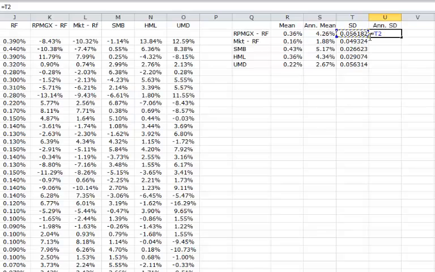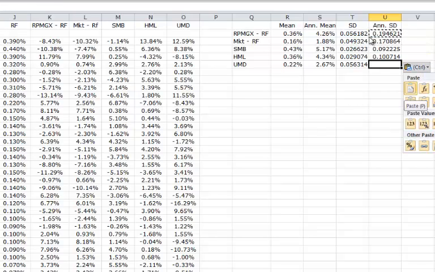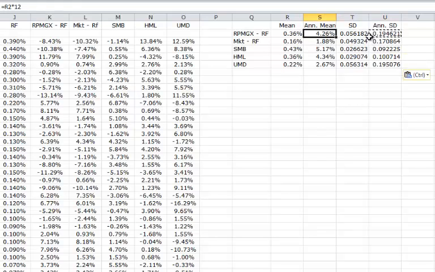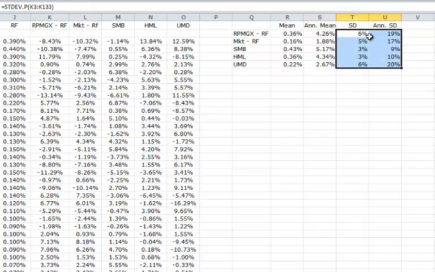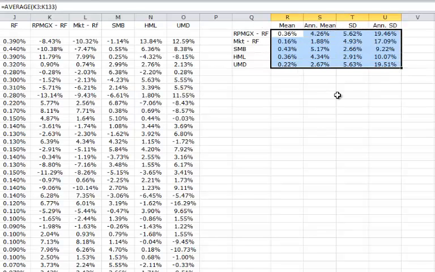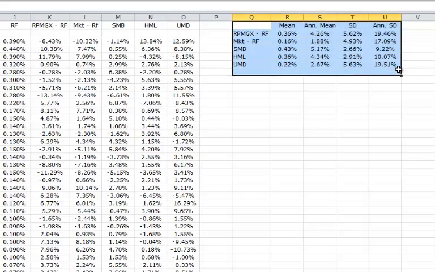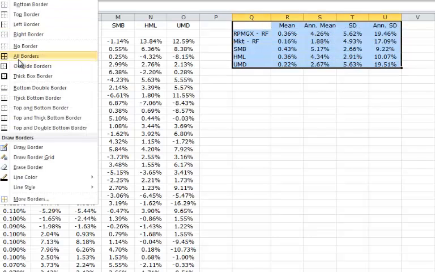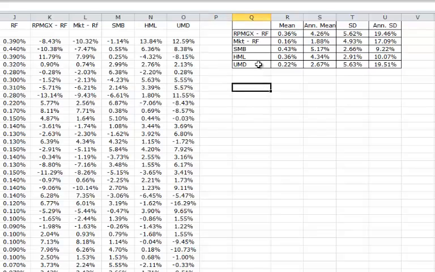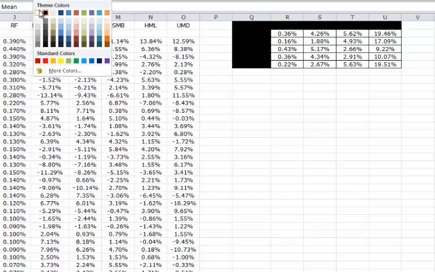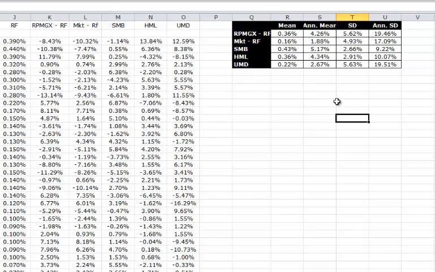Annualize it by multiplying it by the square root of 12. And then we just want to, again, turn it into a percent with a couple of decimals. And it looks like that. And you've seen how Dr. Wright likes to format this stuff by this point. Sorry if you don't like it. Feel free to format yours however you like. Just make it look sharp and readable for your users.